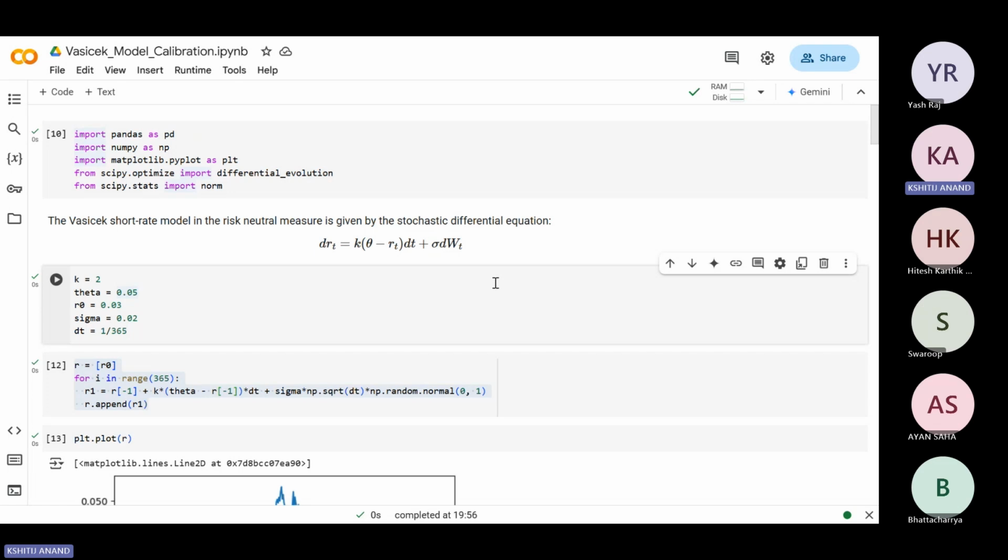And as we already know, the original Vasicek model was written in which measure? What was the original measure in the equation of the Vasicek model? The P measure, the real world measure, as per our discussion in the last class. I recommend you read the original paper as well; it will be quite interesting. So the original measure in which the model was written was the real world measure, but here we are calibrating in the risk neutral measure.